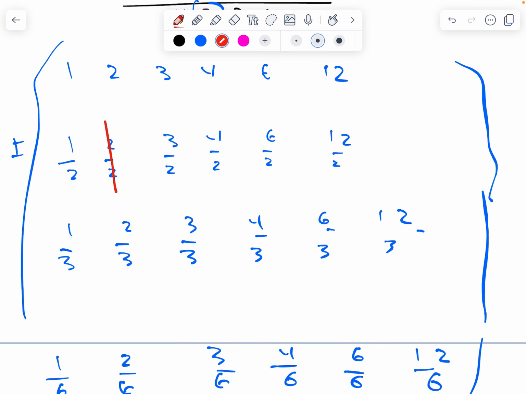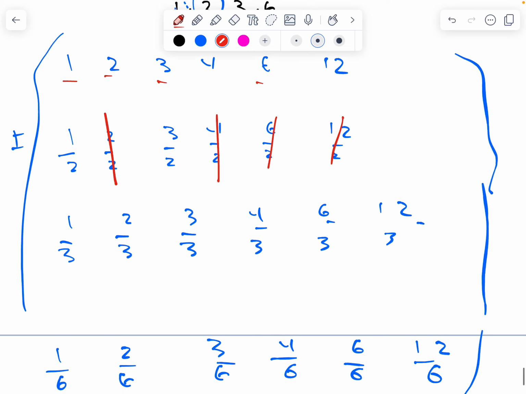2 over 2 is the same thing as 1. 3 over 2, that's good. 4 over 2, that's 2. 6 over 2, that's 3. 12 over 2, that's 6. So we got rid of some of those.